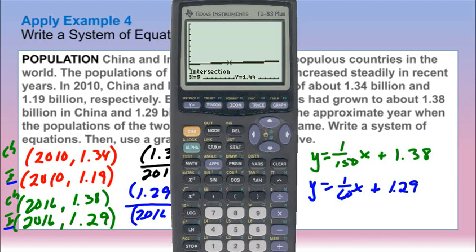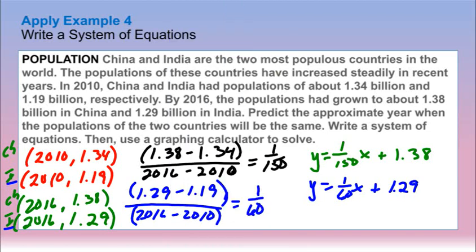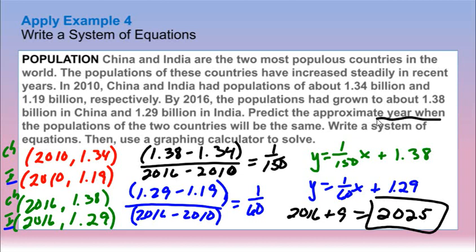So what that tells us is after 9 years after 2016, they will both have the population of about 1.44 billion people. So we have to say when will they, approximately what year would that be? So if I do 2016 plus the 9 years, that would give us 2025. So the year 2025 is when they would be roughly the same amount.